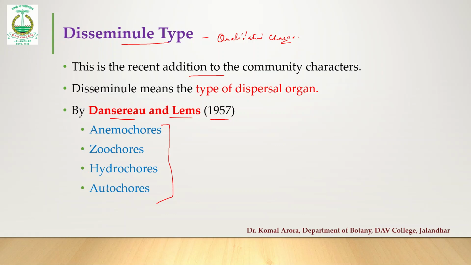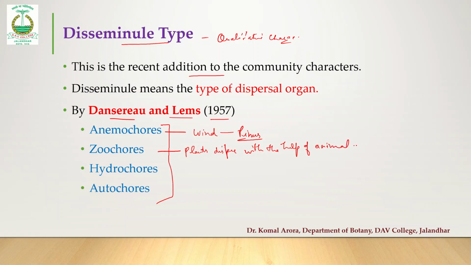On the basis of the agent which is involved in dispersal, we have 4 different types of disseminules. The first one is called anemochores. You have studied anemophily, that was pollination with the help of wind. Now anemochores are plant types in which dispersal is by means of wind or air. Common example, you have studied Pinus, right? Then zoochores. This is a term for plants, we are not talking about pollination. These are the plants in which dispersal is with the help of animals. Then we will call it zoochores.